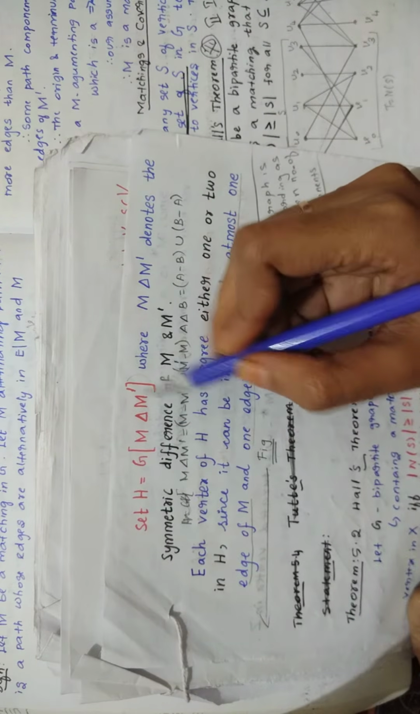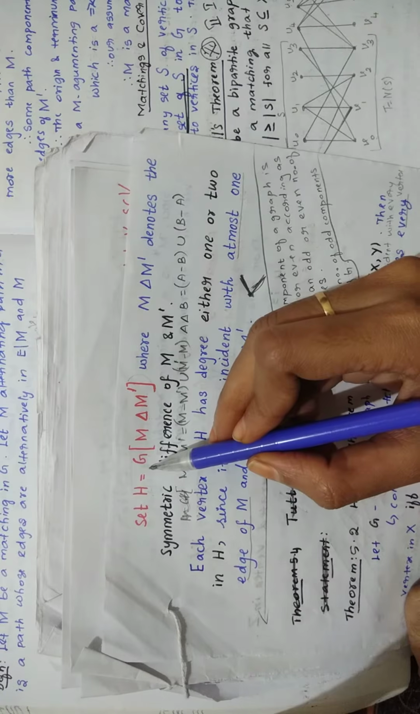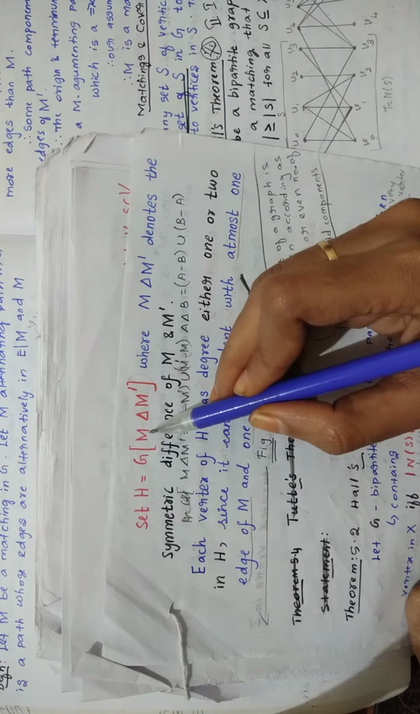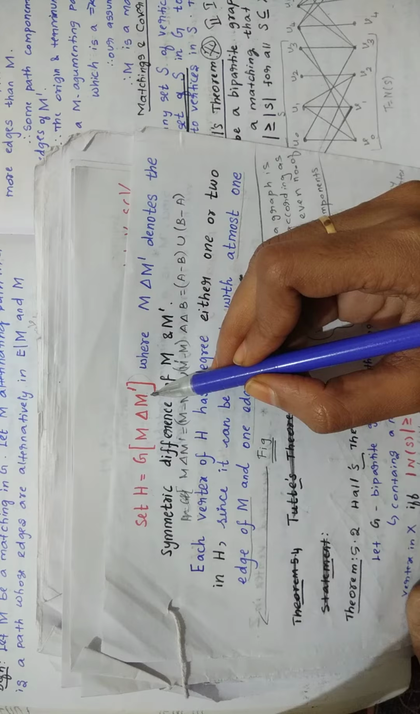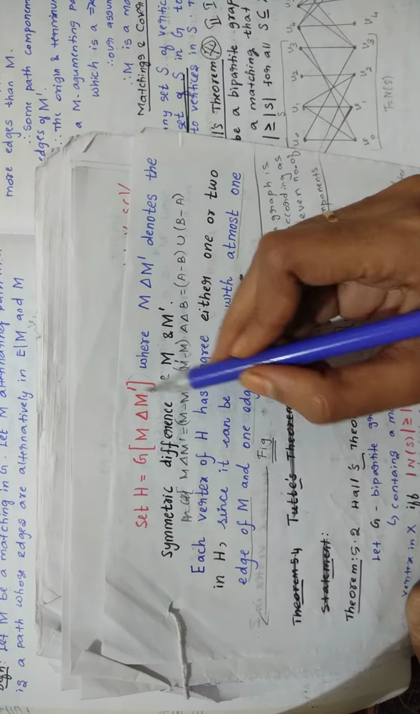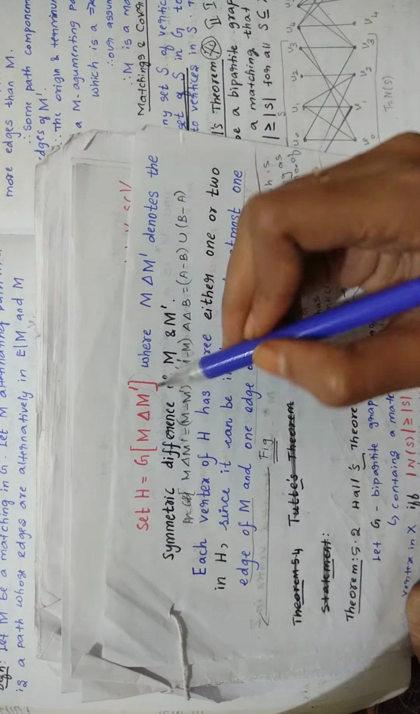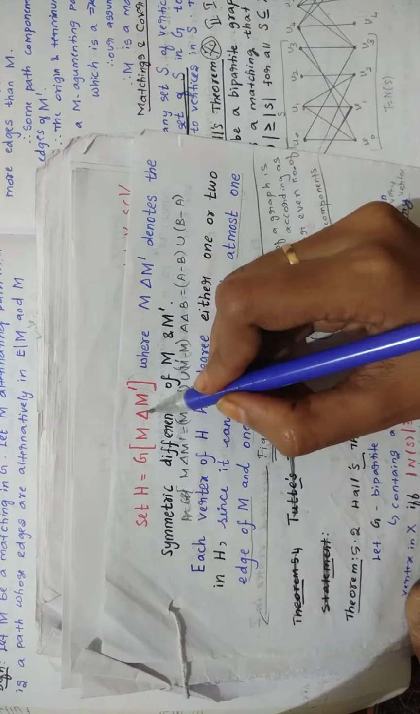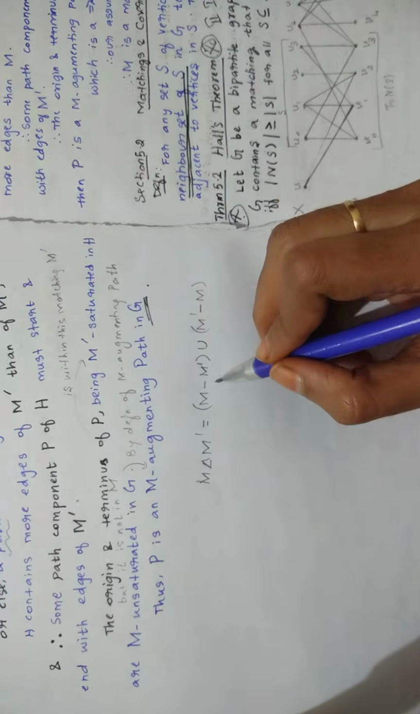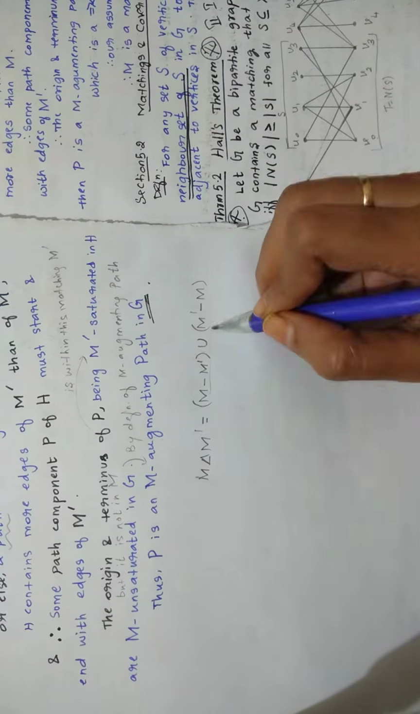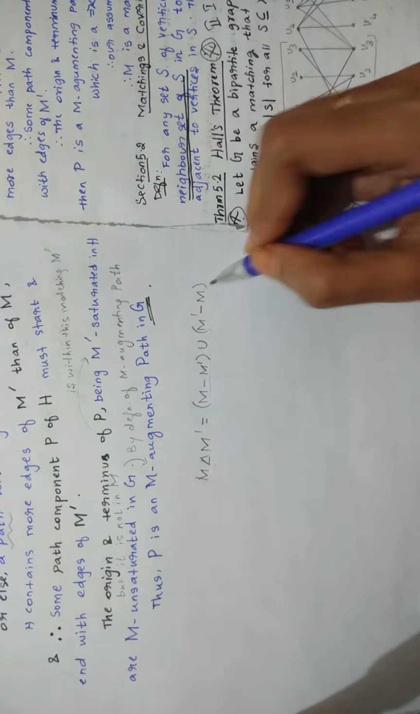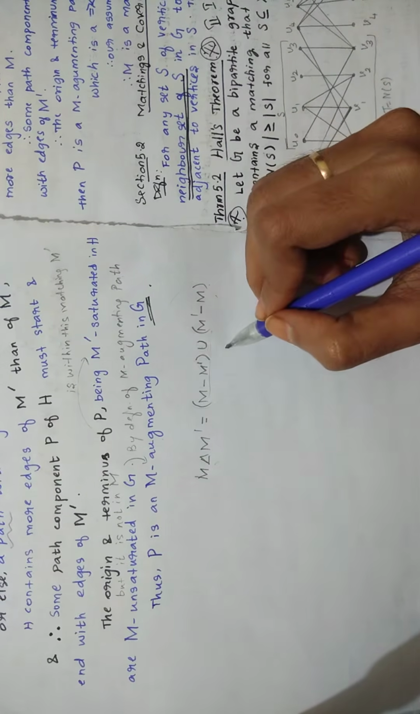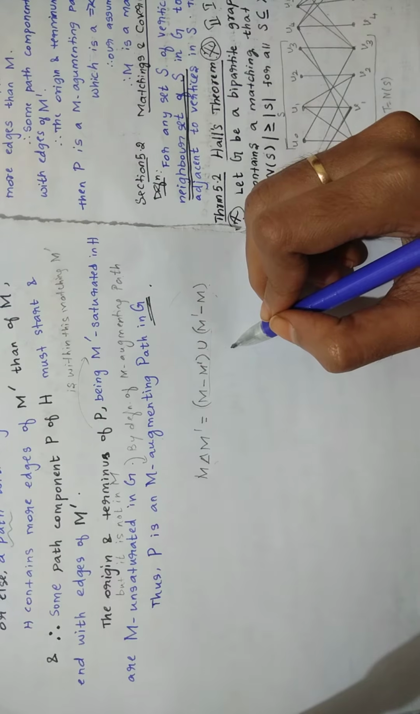How you are constructing it, that is what we have written in these two lines. Set H is equal to graph of M symmetric difference M dash. Here you have to know what M symmetric difference M dash is. You are drawing a graph for this, and that graph is called H. That is what you are writing here.